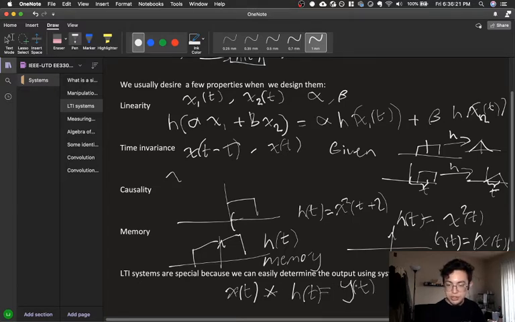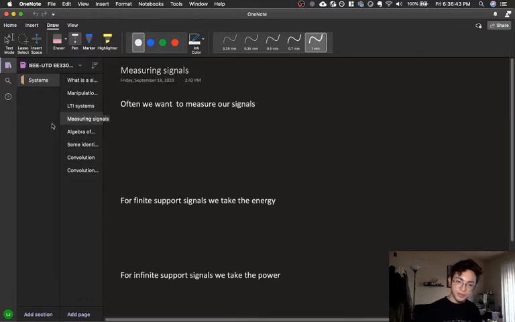And this is really important because we typically are looking at systems that are very complex. So if we can completely determine the output given an input, it really makes it a lot easier to analyze a system that we're trying to design or build. I'm going to talk a bit about how we measure signals.